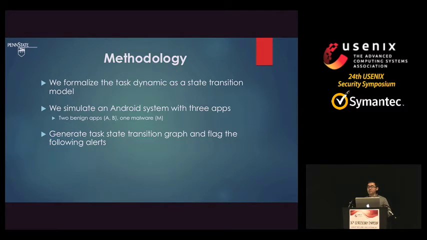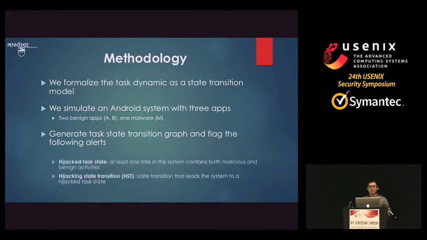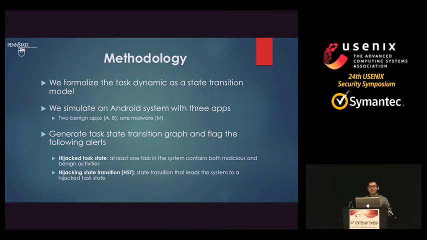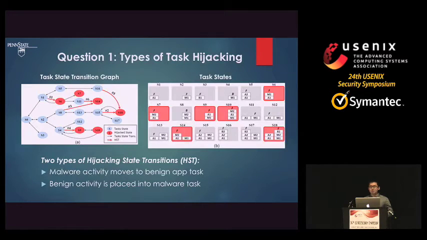To this end, we formalize the task dynamics as a state transition model and simulate an Android system with 3 applications only, 2 benign and 1 malicious. We then generate a task state transition graph and flag the following alerts. First, a hijacked task state. It is a dangerous state in which at least one task in the system will contain both malicious and benign activities. And secondly, a hijacking state transition is a transition that can lead the system to a dangerous hijacked state. Here shows our result.